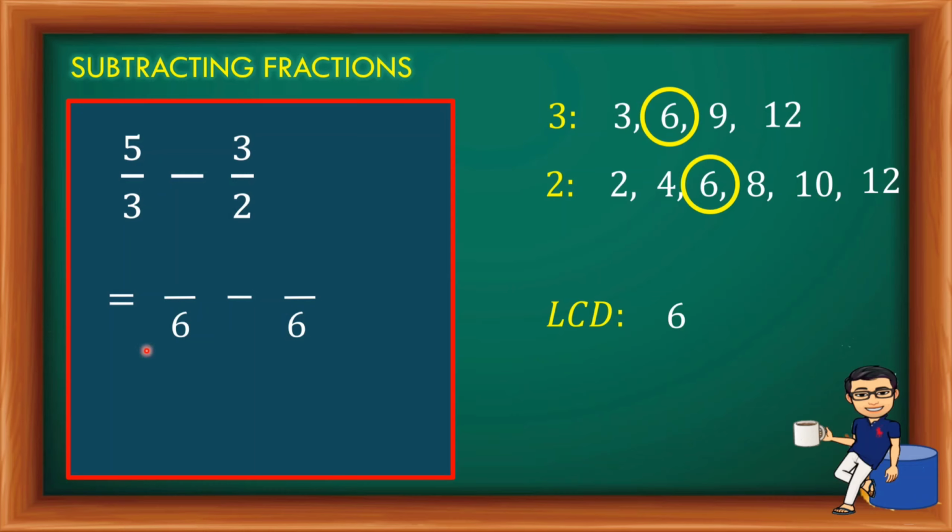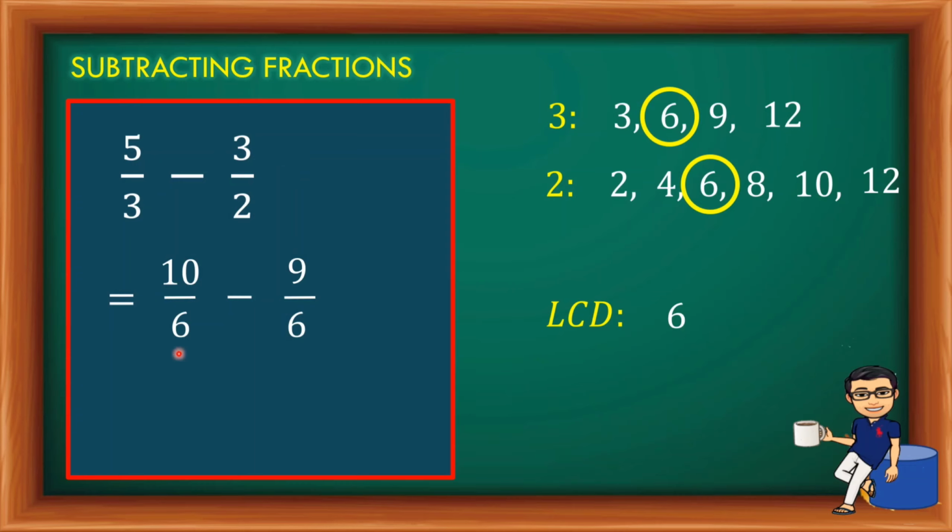Then afterward, we need to follow the same steps as in adding. We are going to divide 6 by 3. The answer is 2. Then the answer will be multiplied to the numerator which is 5. And 2 times 5 is 10. So, ulitin natin: 6 divided by 3 is 2, and 2 times 5 is 10. Same thing ang gagamitin natin sa kabilang fraction. 6 divided by 2 is 3, times 3, that will be 9.